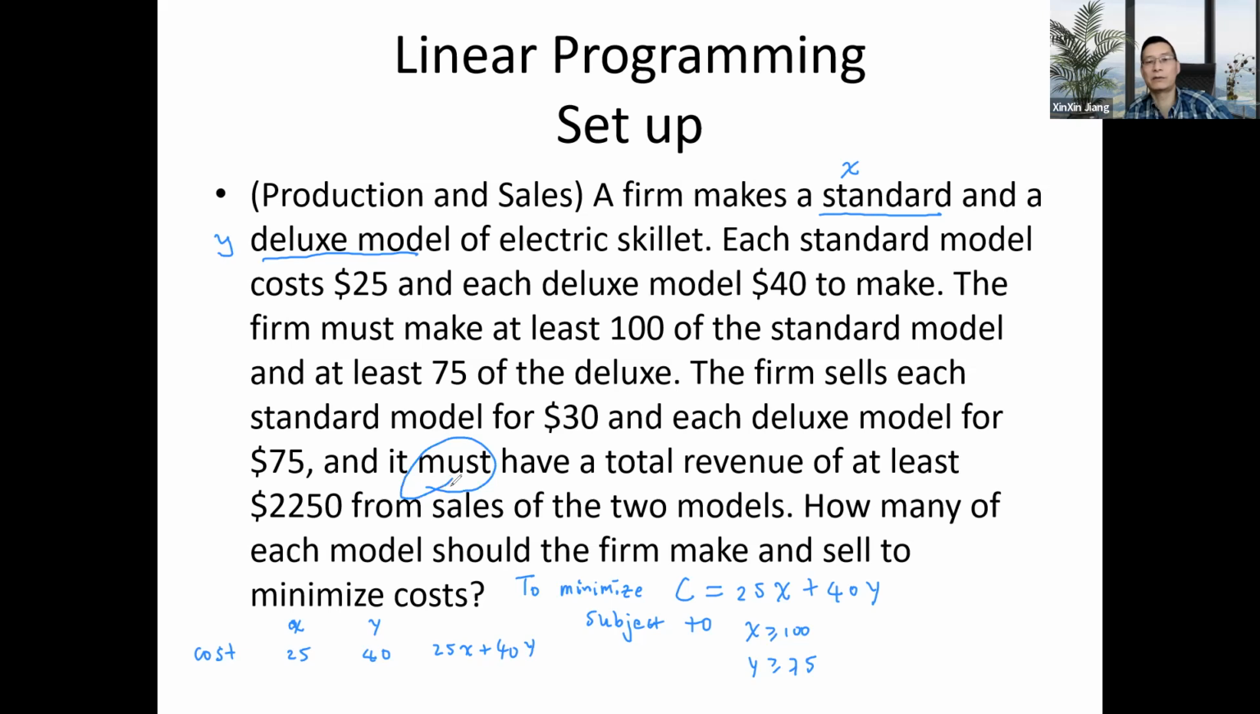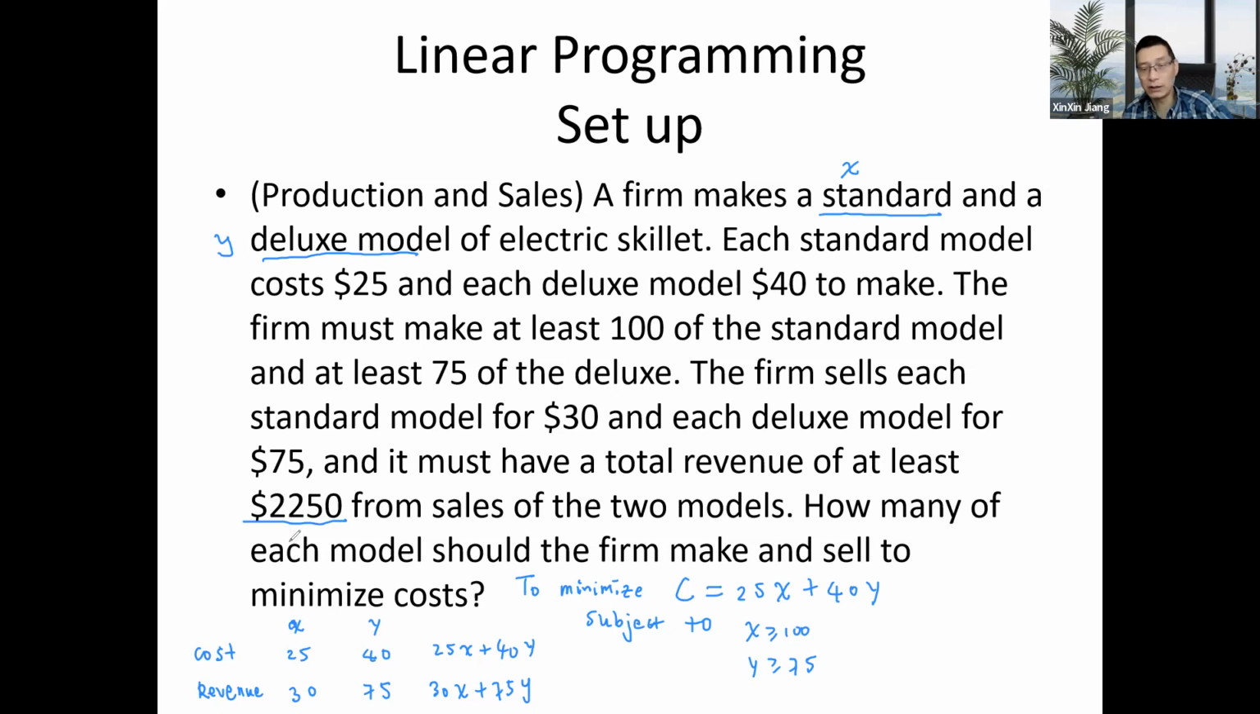It must have a total revenue. So you put the revenue somewhere here. Oh, it's a revenue. It's a function, so revenue. And for each standard model, the revenue will be 30, and deluxe model 75. So the total revenue would be 30X plus 75Y. Yeah, you can do that. All right, so it must be at least 2250.